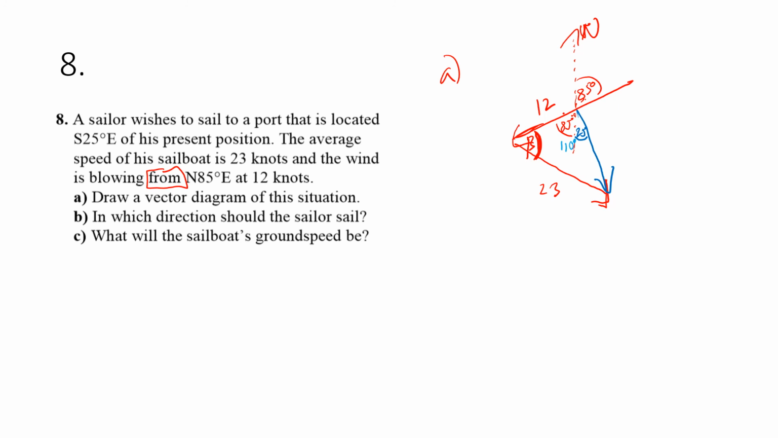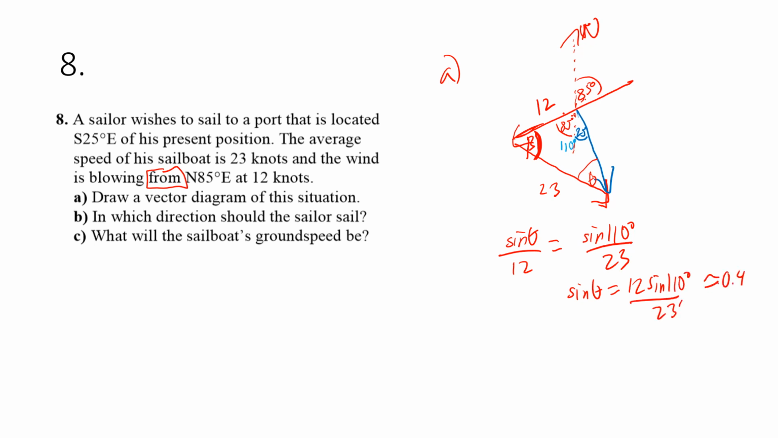All right, so this angle over here, let's call it theta. Okay, so we can solve for theta by using the sine law, right? Sine theta, opposite its known side, which is 12, is equal to sine 110 over 23. So sine theta is equal to 12 sine 110 over 23, which is approximately 0.49. And if we take the inverse sine of 0.49, we get 29.3 degrees. So this is around 29.3 degrees.